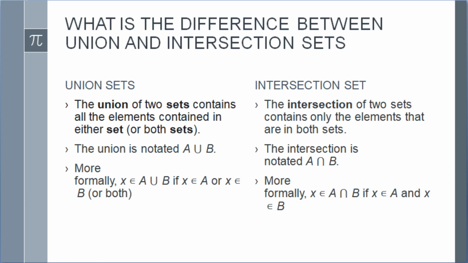As I told you before, the intersection of two sets contains only the elements common in both sets. So other elements will not be considered, only the common elements will be considered. So if I take the examples D and E, D equal to 1, 2, 3, 4, 5, 6 and E equal to 4, 5, 6, 7, 8, 9, 10. So D intersection E will be 4, 5 and 6. So this is the union and intersection sets.